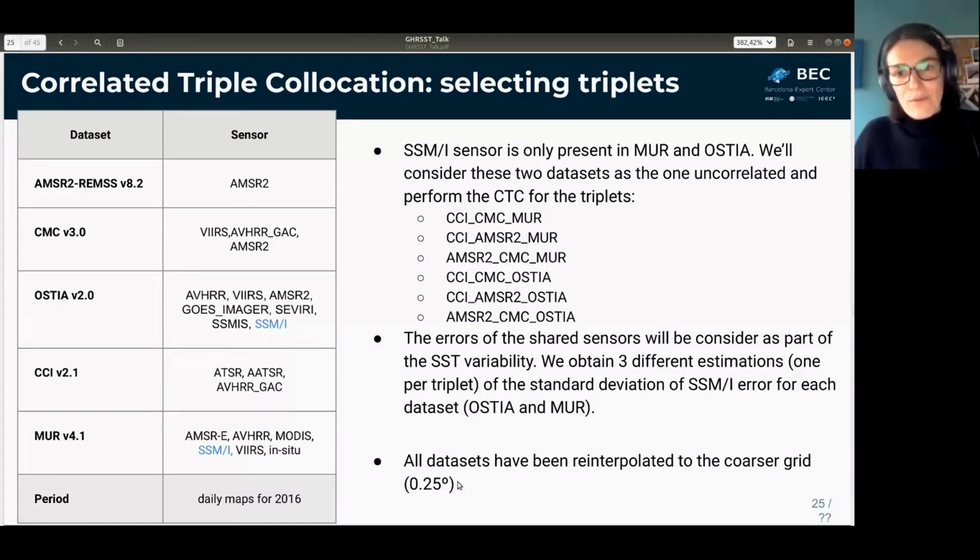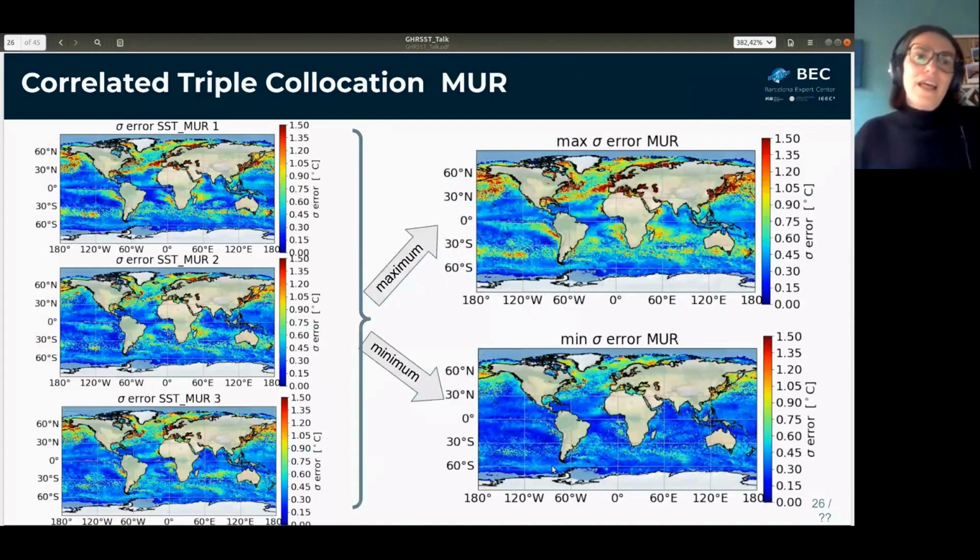And with that, now we are ready to run this tool. So how did we proceed? As I told you, we will have 3 different estimations for 3 for Moore and 3 for OSTIA. And for that, normally we have many triplets and we give the final result as the mean of all the realizations. But since here we have only 3 triplets, the procedure that we follow is the following.